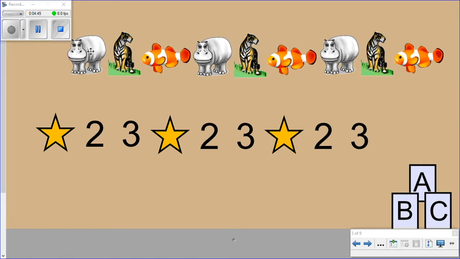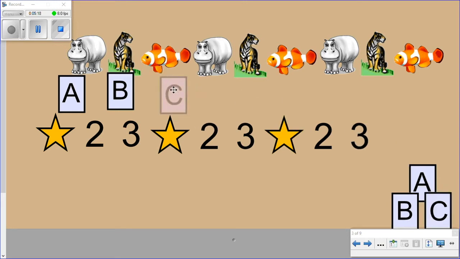So we have a hippo. I can use the A card for hippo, and the A card would also match the star. Now we have a tiger. That's different than the hippo. So there's the B. And the B also would go for a number 2. And then we have the fish. The fish is different than the hippo and the tiger, so we need another letter card. Here we go. Here's my C. And that would go with number 3.